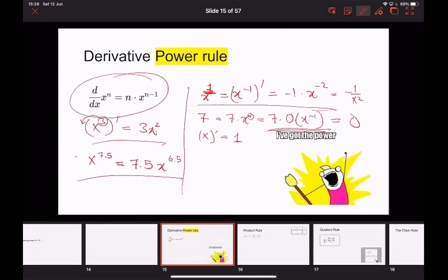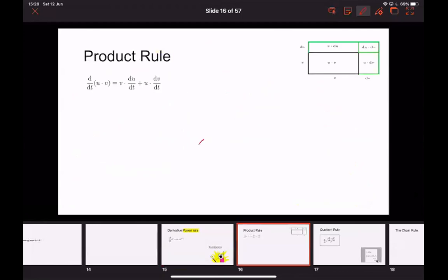You can see from the power rule. The product rule, actually, I was planning to discuss this product rule graphically, but I think for now you can just simply memorize. Yeah, memorize. You have to. You can look at here.